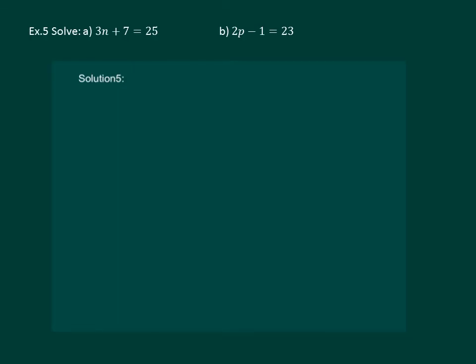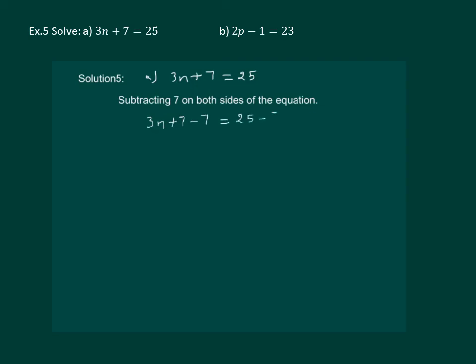Let us read the question. Solve 3n plus 7 equal to 25. So our target is to find the value of n in order to solve this equation. Let us start by subtracting 7 on both sides of the equation. We get 3n plus 7 minus 7 equal to 25 minus 7. This will give us 3n equal to 18.